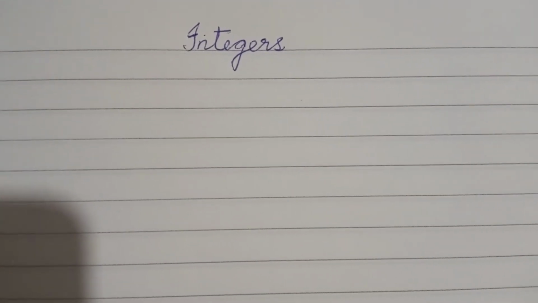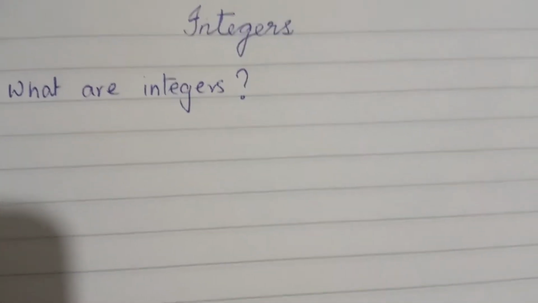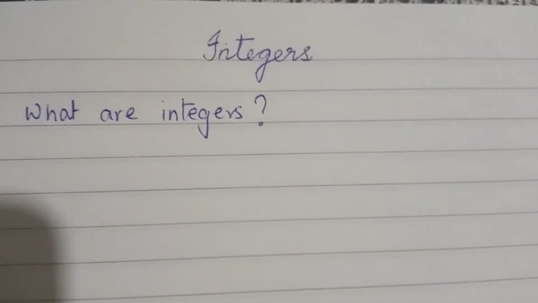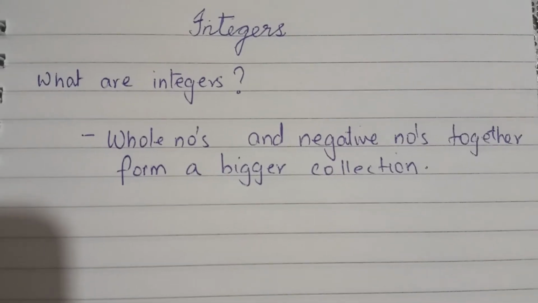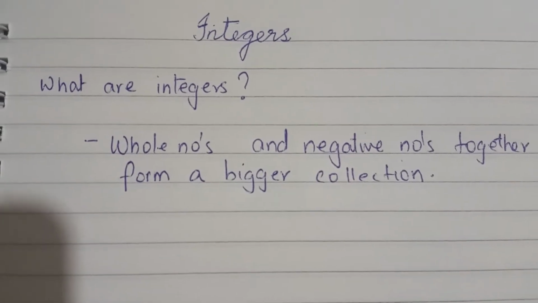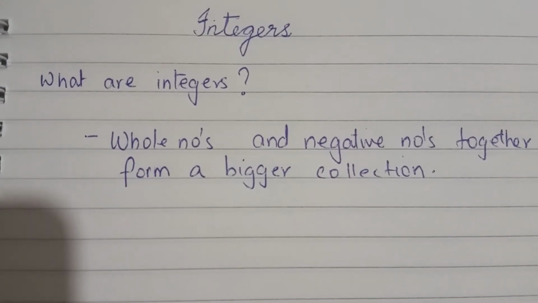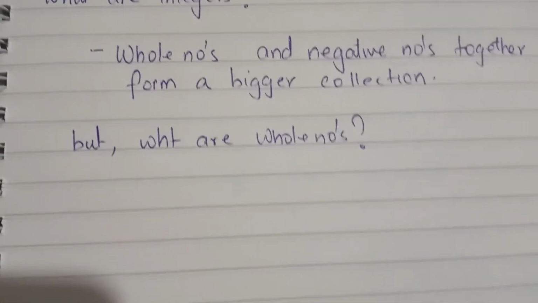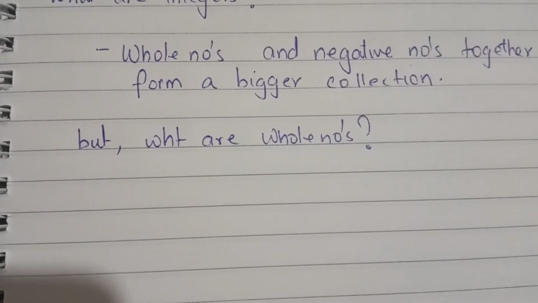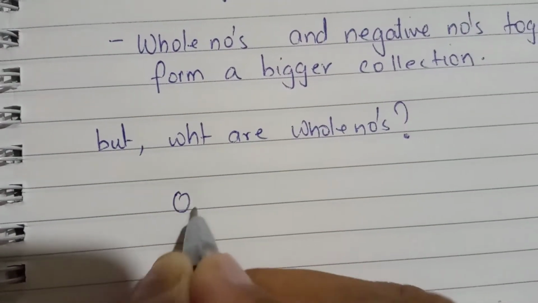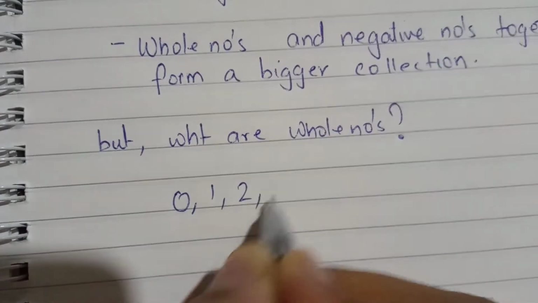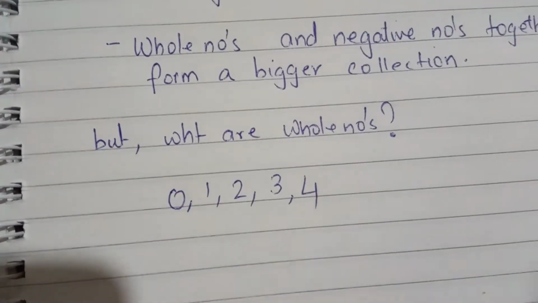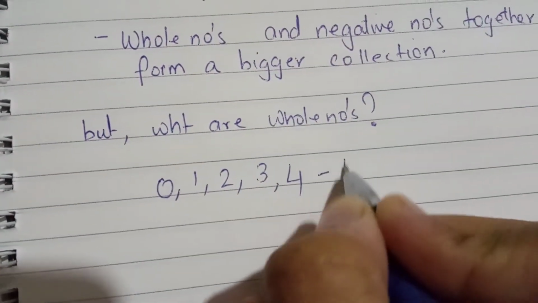Today I'm going to teach you about the chapter integers, which is a class 7 topic for maths. So what are integers? Whole numbers and negative numbers together form a bigger collection. But do you know what whole numbers are? Whole numbers start from 0, 1, 2, 3. Only when your basic definitions are clear will you be able to understand the concepts.